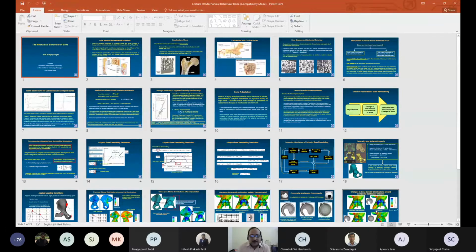Now in this class, we'll be continuing with the topic, the mechanical behavior of bone. Okay. And last Friday, we have discussed about it. But since there was a gap between the last class and today's class, I will try to quickly go through some of the highlights of our discussion and then move on from where we had left in the last class.